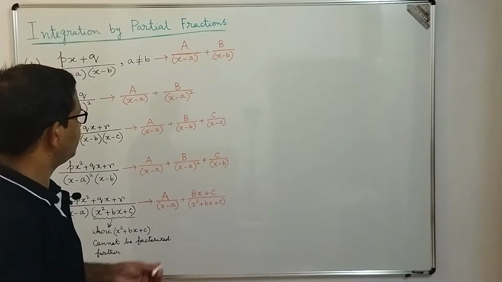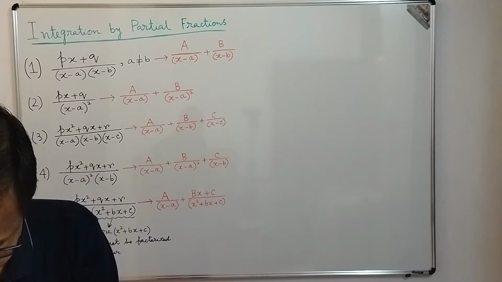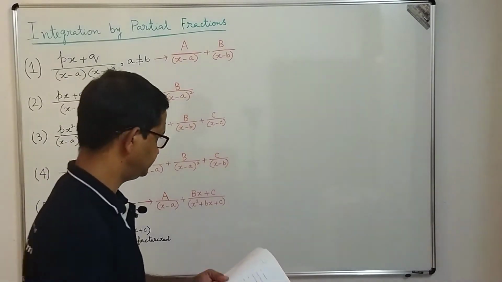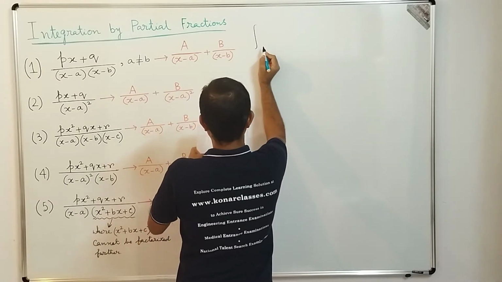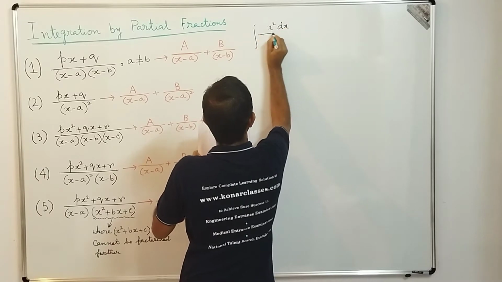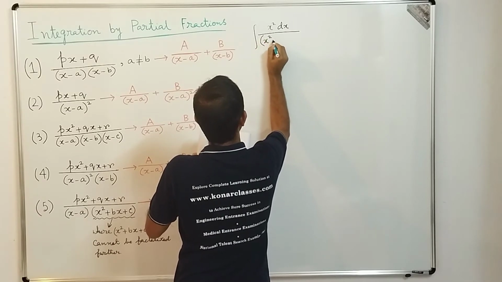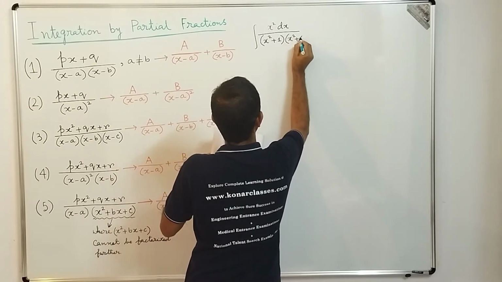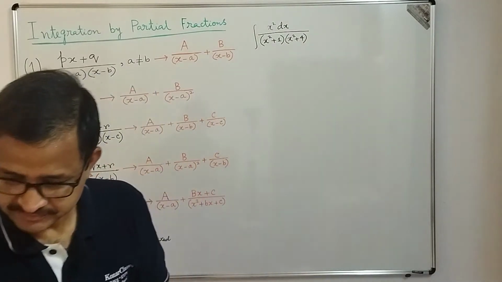The next question I am going to give, dear students, let me first place it here. So the question is something like this. Interesting question. So integration of x square dx divided by x square plus 1 into x square plus 4. How to perform this integration?